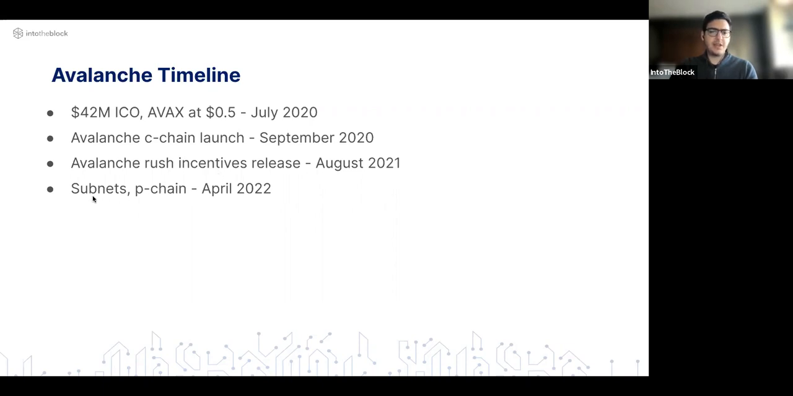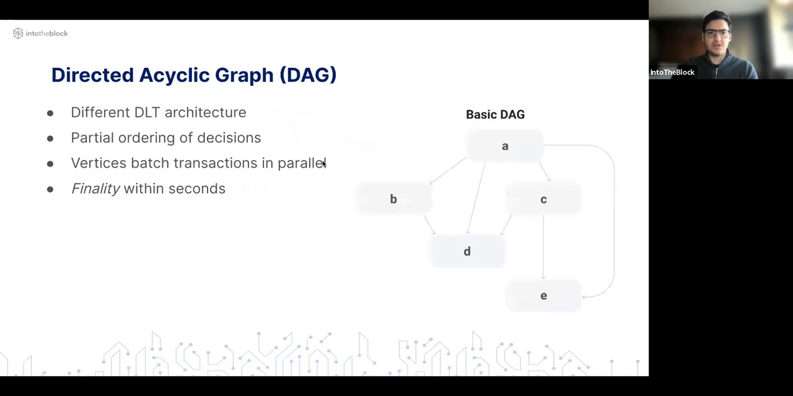And in April 2022, they launched the first subnet, on top of the P chain, where subnets are built. Also in April, I believe, DeFi Kingdoms launched one of the largest subnets to date.